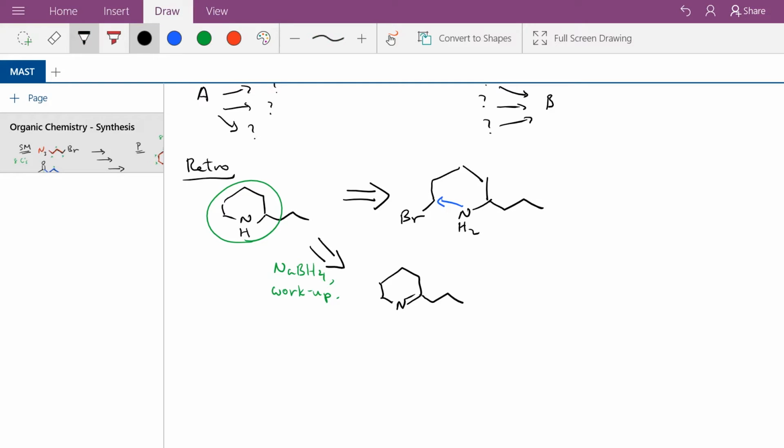Okay, so we've identified two possible pathways that will hopefully get you from your starting materials to your final product. So let's look into these two cases and see which one's more feasible. If we look at the second case of the imine, we can recognize that an imine is formed from a carbonyl and an amine. So this can be broken into something like this.